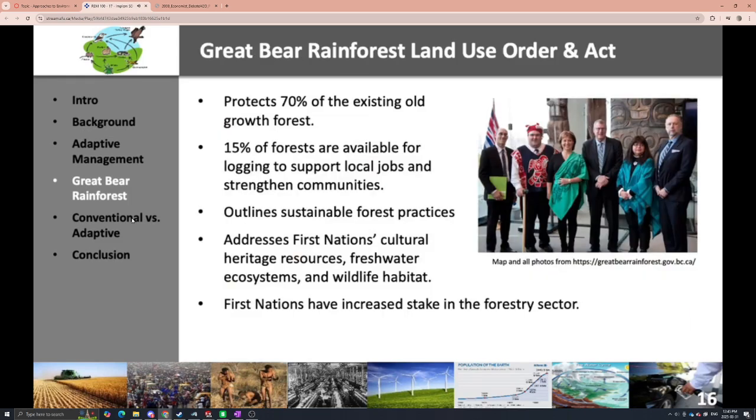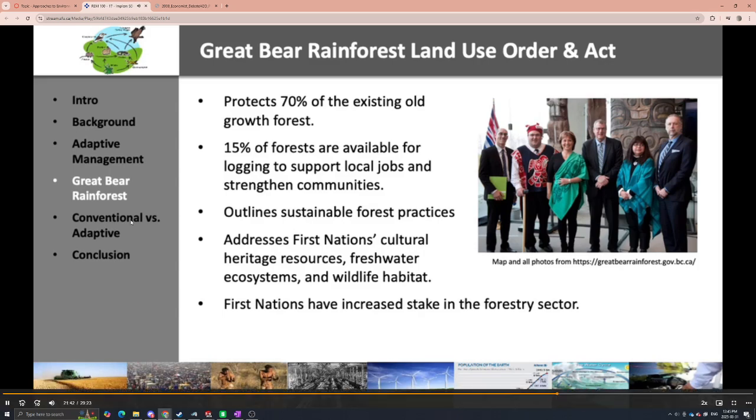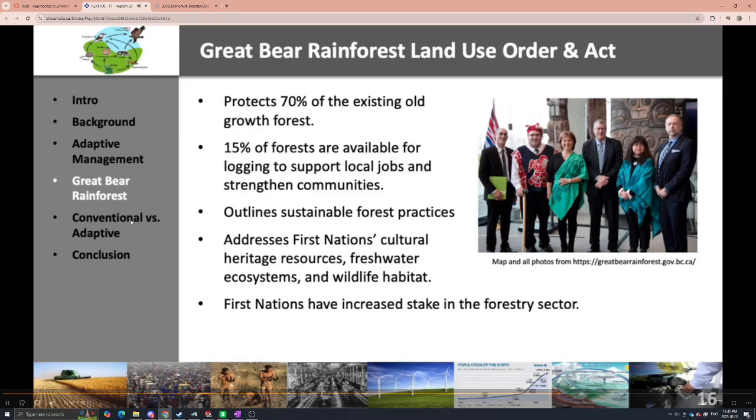So after about 20 years of work and stakeholder consultation, working with First Nations and the provincial government, the BC government enacted a new Great Bear Rainforest Land Use Order and the Great Bear Rainforest Management Act in 2016. What you see on this slide are some of the highlights of this agreement that try to find the right balance between environmental protection and social and economic needs of all the stakeholders.